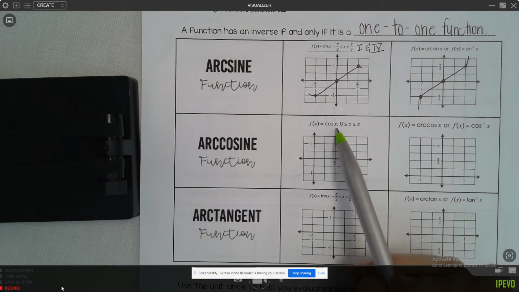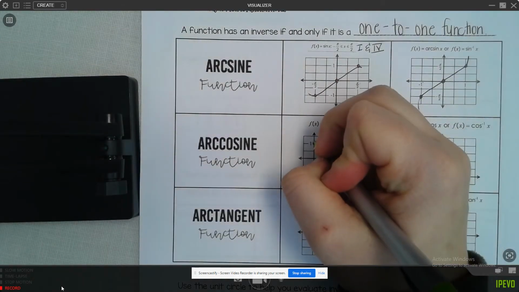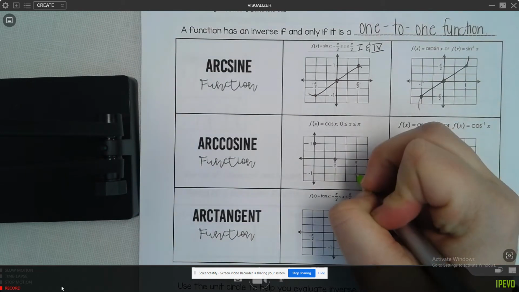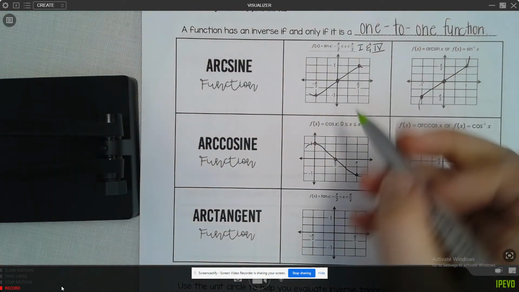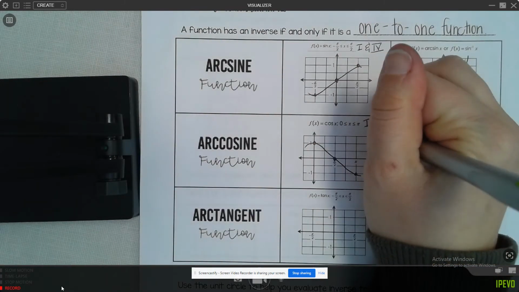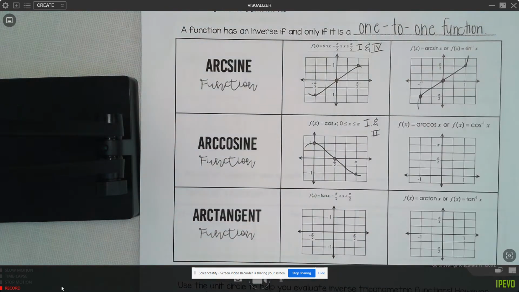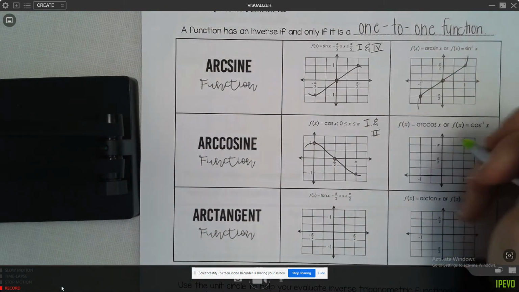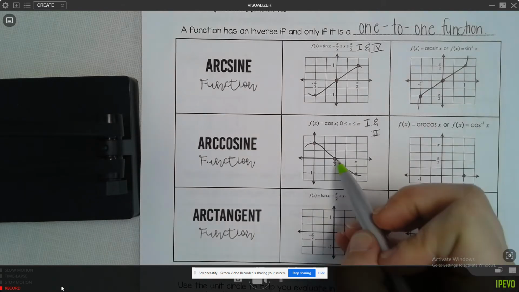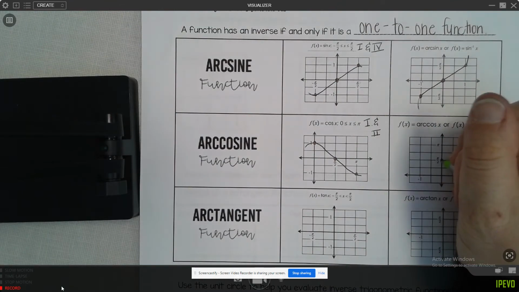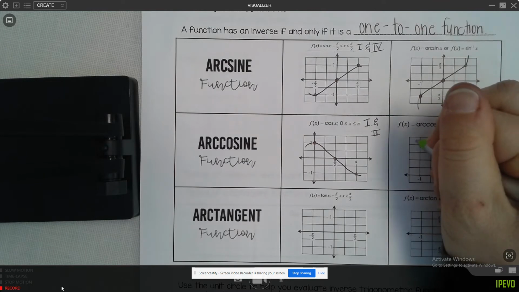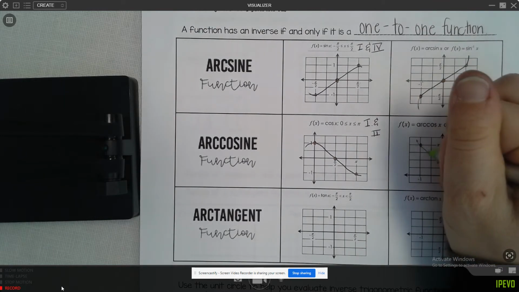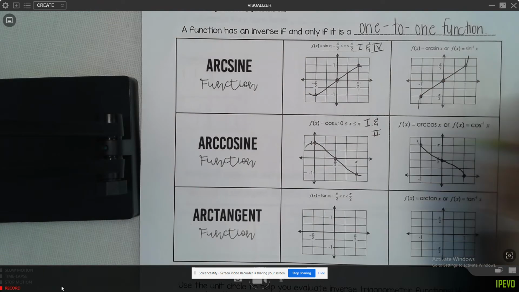I'm going to graph cosine from 0 to pi. So cosine is max, 0, min. It's going to look like that. And 0 to pi, that's quadrants 1 and 2. So again, flip it. So 0, 1 becomes 1, 0. Pi over 2, 0 becomes 0, pi over 2. And pi, negative 1 becomes negative 1, pi. It's going to look like that.